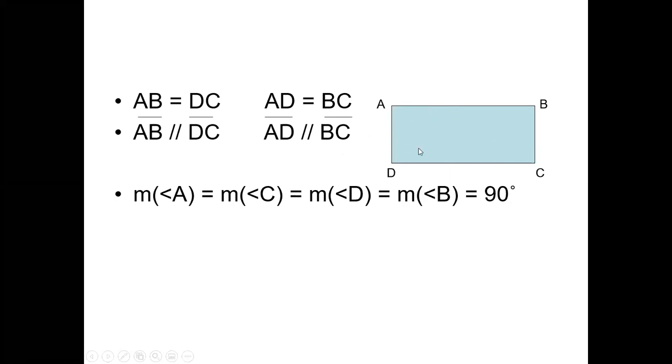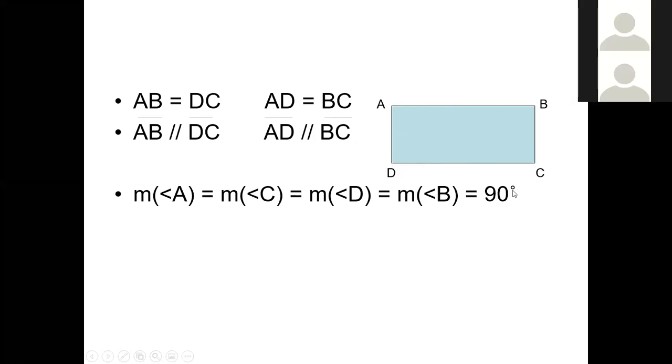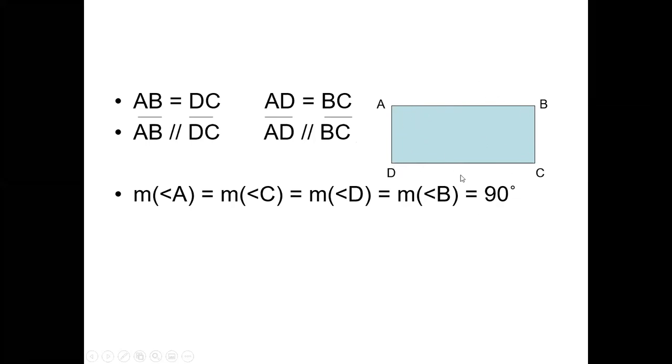And also, each two opposite sides are parallel. AB parallel to DC, they never intersect. And AD parallel to BC, also they never intersect. Here, the 4 angles are equal because the measure of all of them is 90. Measure angle A equals measure angle B equals measure angle C equals measure angle D equals 90 degrees. It has 4 right angles.